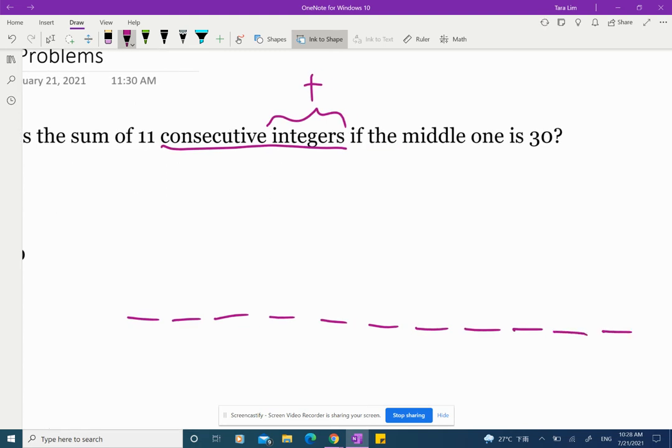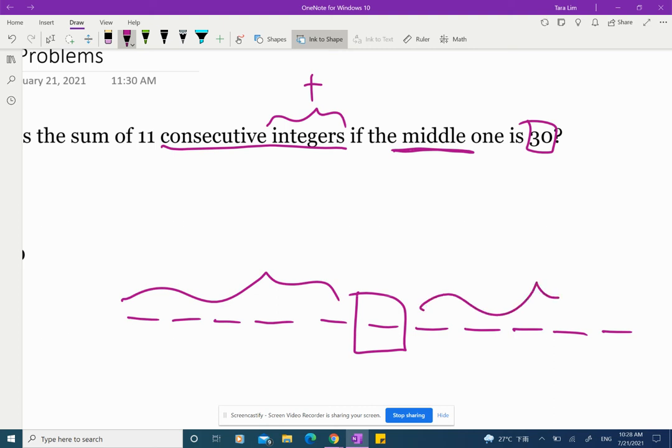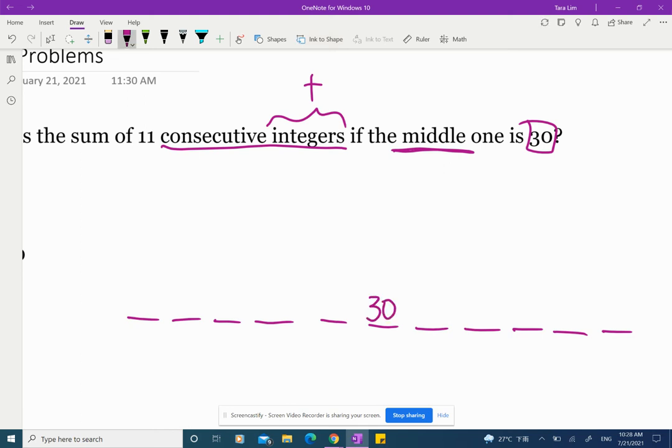So I'm just going to write these so that I can write the numbers on it. And we know that the middle one is 30. The middle one is 30. And the middle here is, let's see, this is the middle. We know that there are 5 integers here and there are 5 integers here. So the middle one is this. And it says the middle one is 30. So I'm just going to write 30 there.